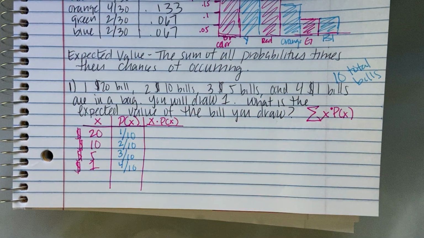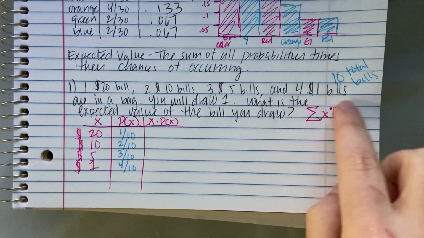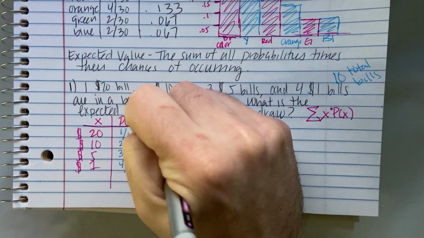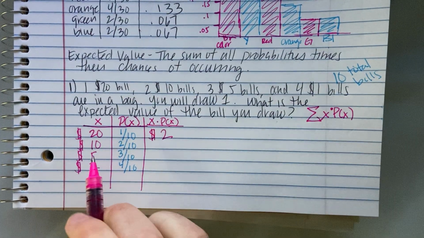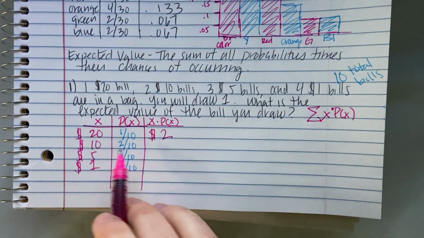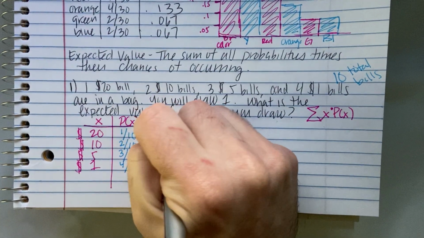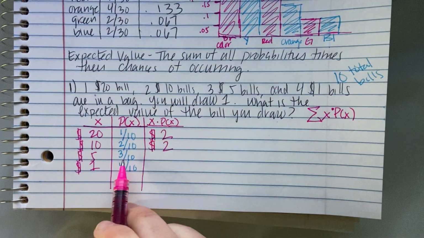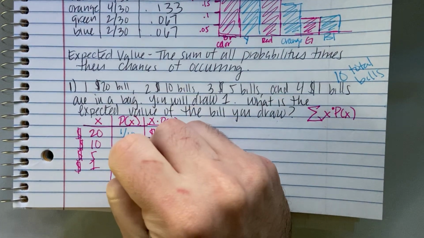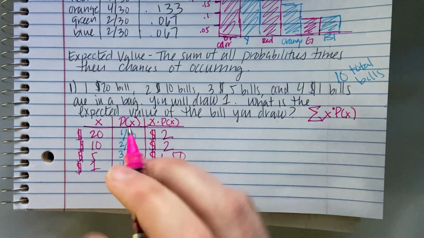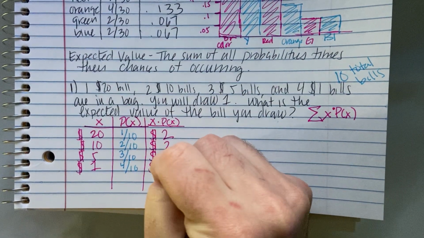Now, this means the sum of all, but I have to multiply these first and then I will add them together. So what's 20 times 1/10? That's the same as 20 divided by 10, which is $2. 10 times 2 tenths, that's 10 divided by 10, which is 1, times 2, also $2. 5 times 3 tenths is 15 tenths, which is $1.50. And 1 times 4 tenths is 40 cents.